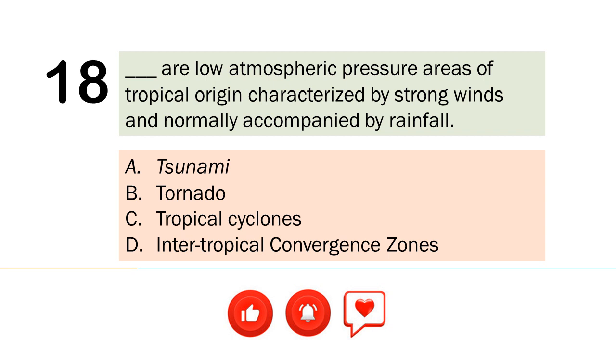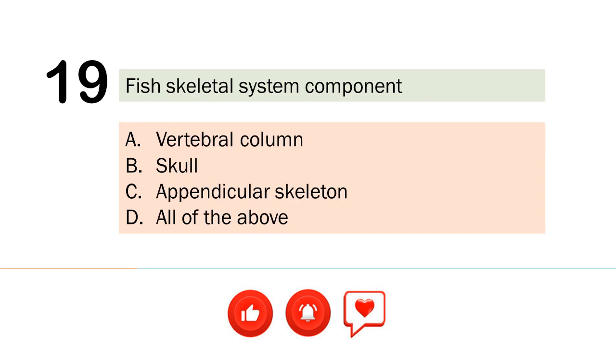Question number 18. Blank are low atmospheric pressure areas of tropical origin characterized by strong winds and normally accompanied by rainfall. A. Tsunami. B. Tornado. C. Tropical cyclones. D. Intertropical convergence zones. The correct answer is letter C. Tropical cyclones.